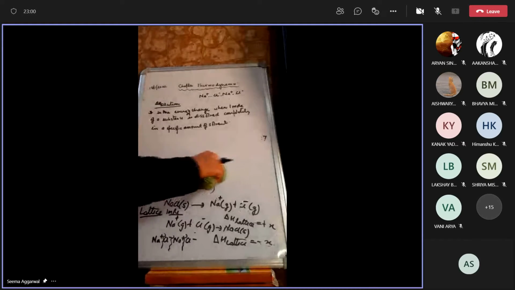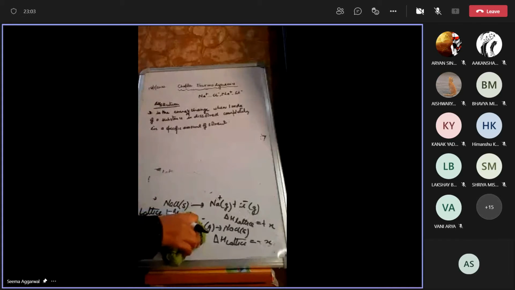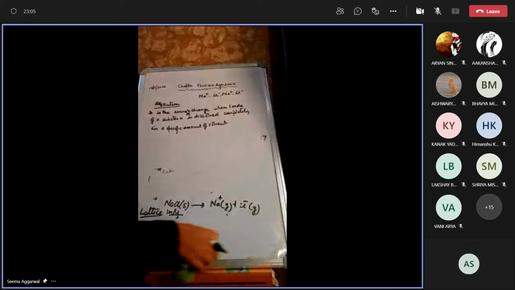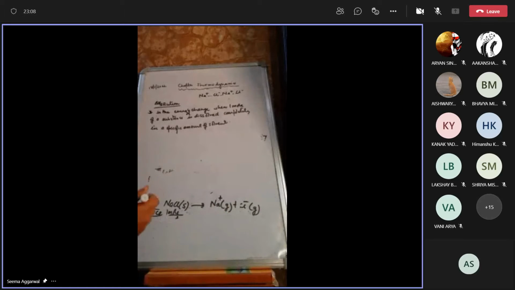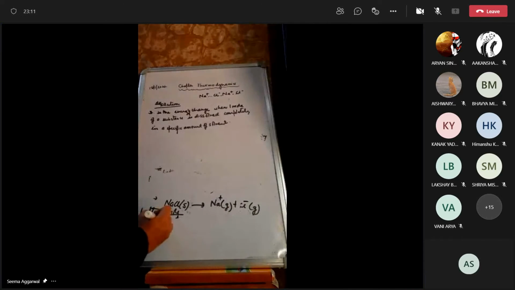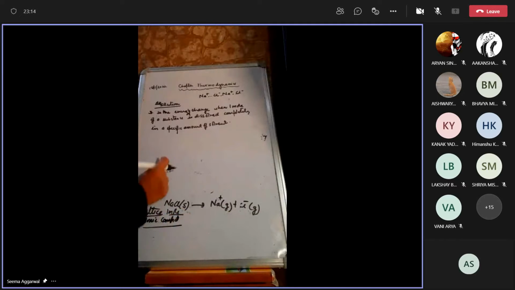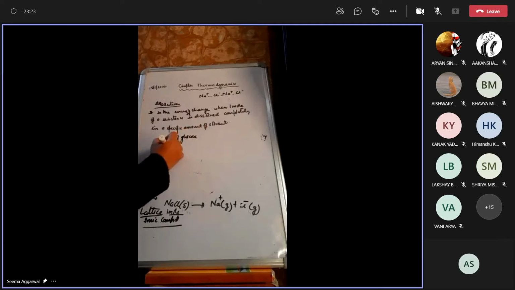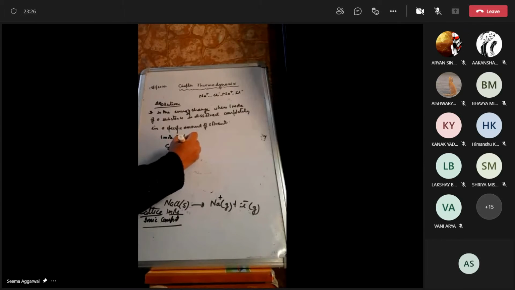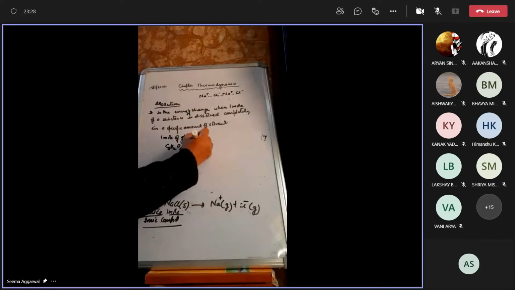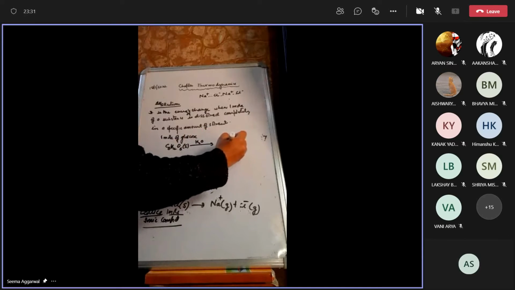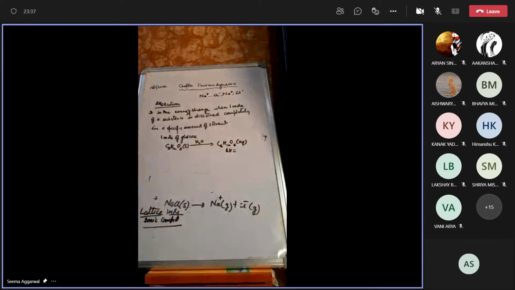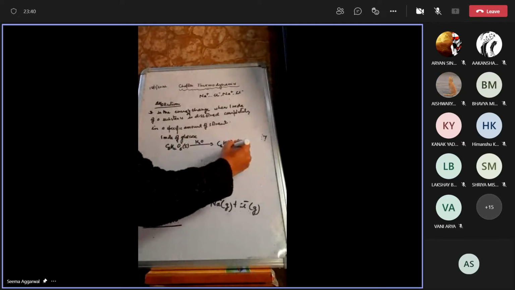I have told you the meaning of lattice enthalpy. What is lattice enthalpy? When one mole of a substance is converted into its gaseous ions. This is for ionic compounds. Now suppose I am dissolving 1 mole of glucose, C6H12O6 solid, in enough water, and what I get is the glucose solution. The energy change for this can be positive or negative. It is called delta H solution.